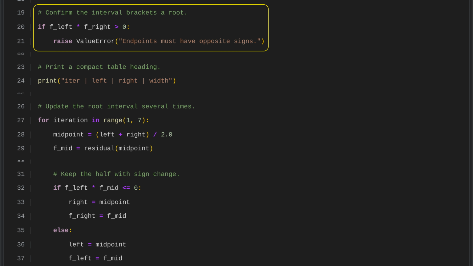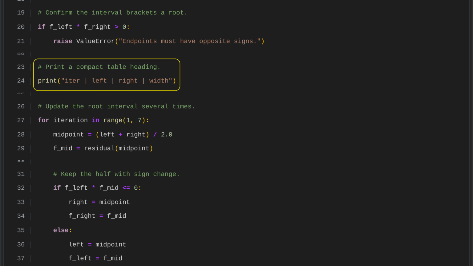The code first checks whether the function values at the two endpoints have opposite signs. If they do not, it raises an error because the interval may not contain a root. This check is essential for the bisection method, which depends on a sign change to guarantee a root lies between the endpoints. The code prints a heading for the bisection method output, labeling each iteration with its left endpoint, right endpoint, and interval width. This makes it easy to follow how the interval containing the root becomes smaller over time.